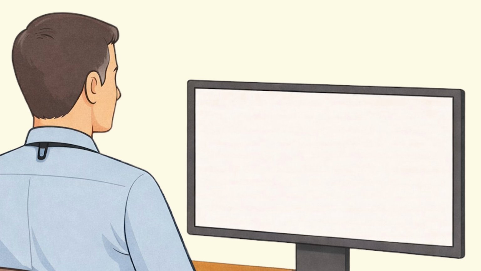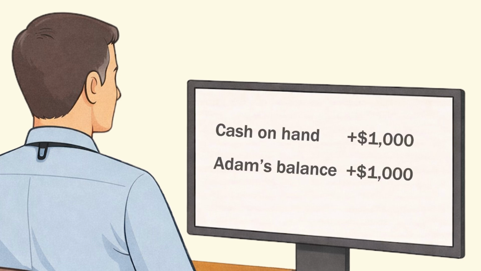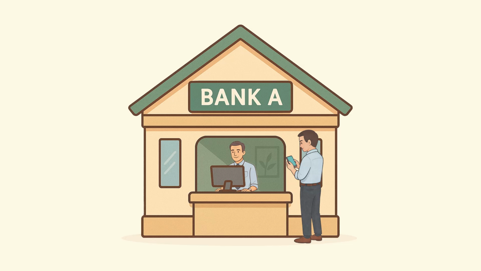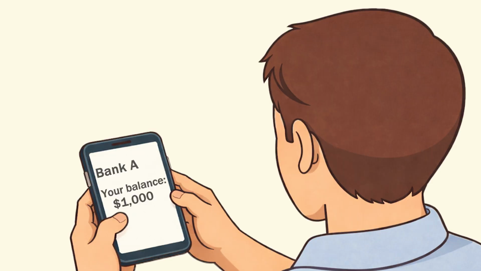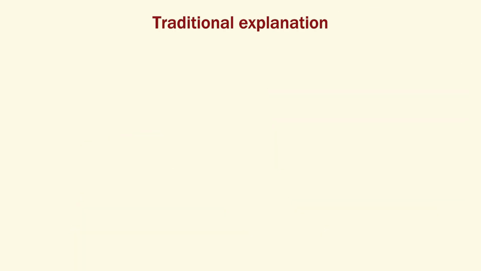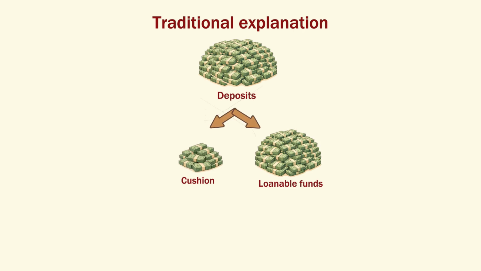The bank has $1,000 more in cash, and it owes Adam $1,000 because he can take it back whenever he wants. So far, no new money, just money moving from Adam's hand into his account. The traditional explanation says banks only need to keep a small part of deposits as a safety cushion to handle payments and cash withdrawals without running out of money.